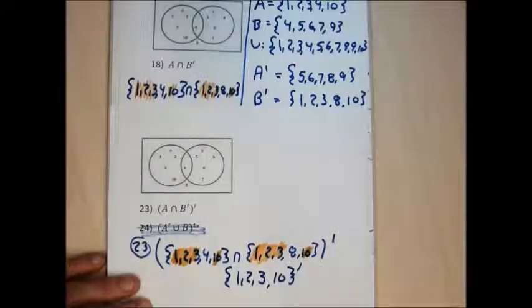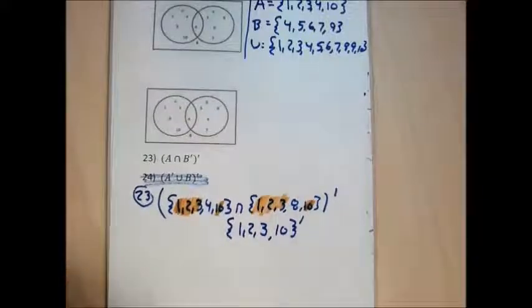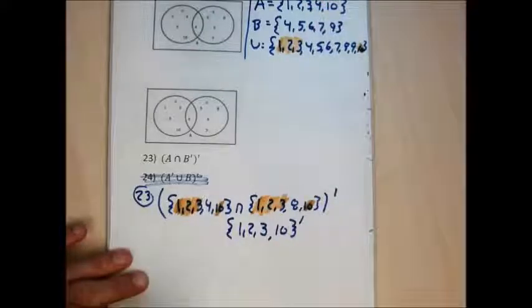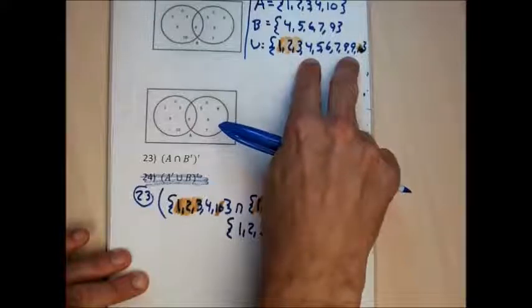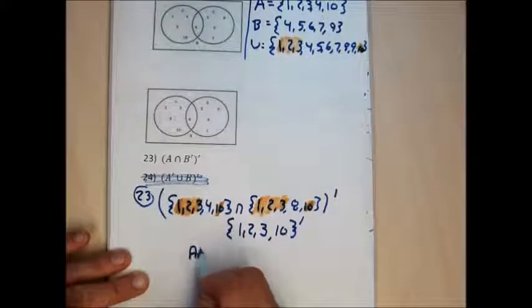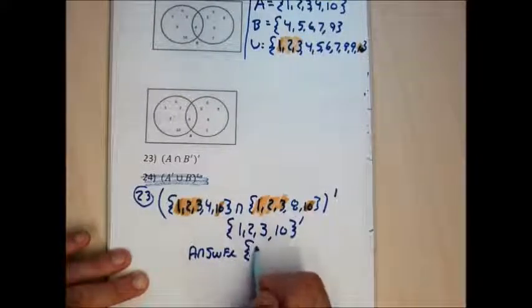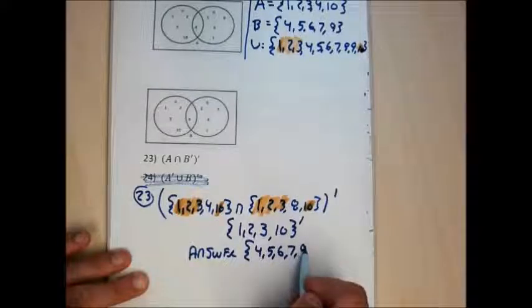Outside of the parentheses, I needed a complement. To complement this, I take the numbers 1, 2, 3, and 10 away from the universal set, and what I have left is the complement, and that's going to be the answer to this: 4, 5, 6, 7, 8, and 9. So the set that's defined in problem 23 is the set containing the numbers 4, 5, 6, 7, 8, and 9.